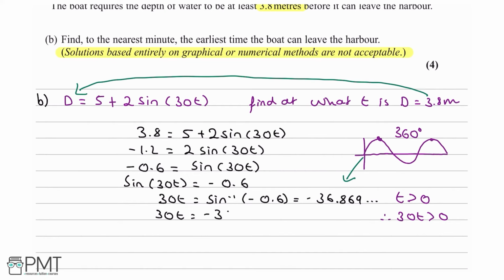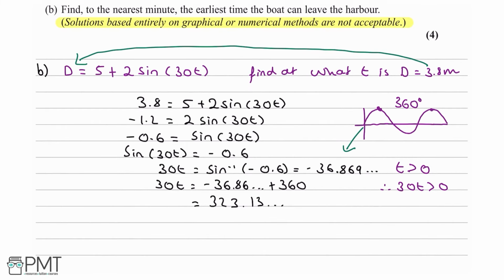So what we're going to say is 30t equals minus 36.86, etc., plus 360, which equals, if I put it into my calculator, 323.13, etc. If we solve for t, this means t equals 323.13, etc., over 30. So we do this divided by 30, and you would get 10.77 hours.